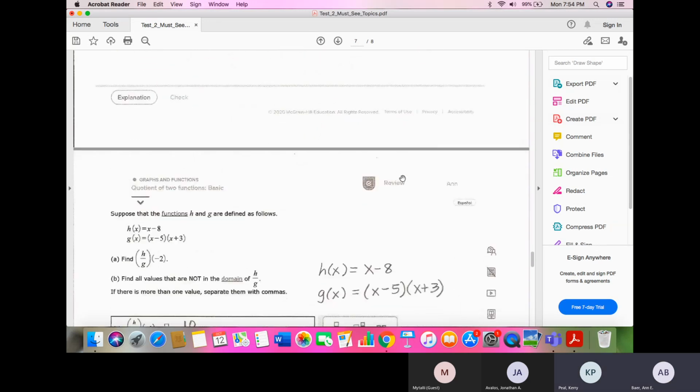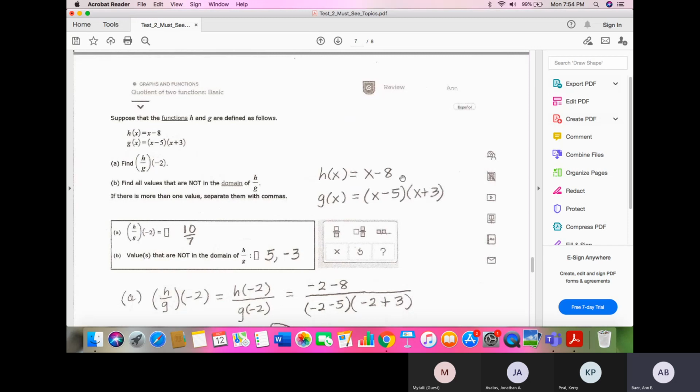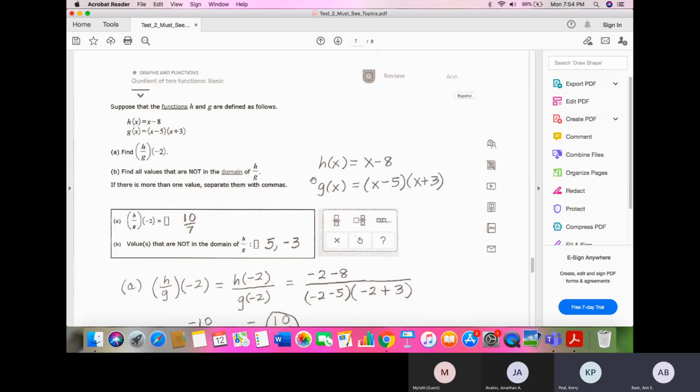So let's go to this next topic here. Quotient of two functions, basic. So we are combining functions here. Now, the issue with a quotient is we need to stay away from division by zero, because if your entire denominator is zero, division by zero is undefined. So that's the issue here.